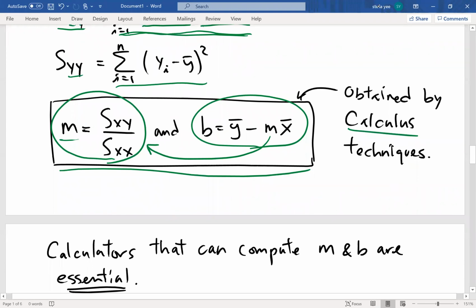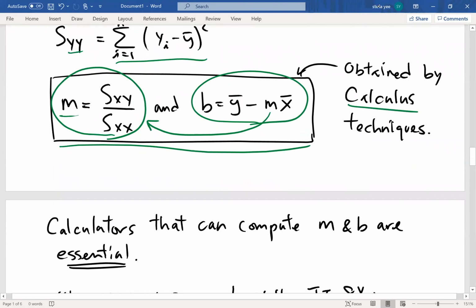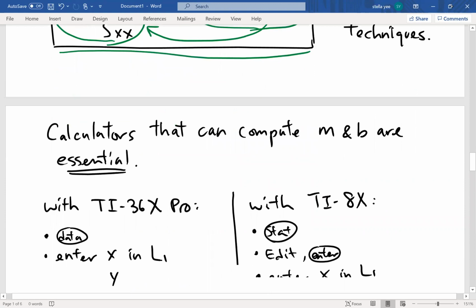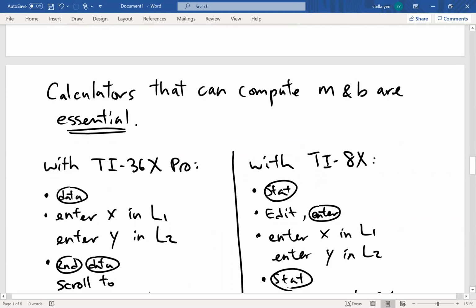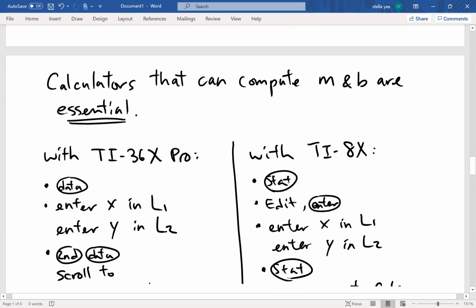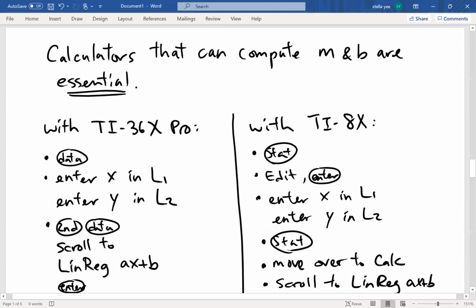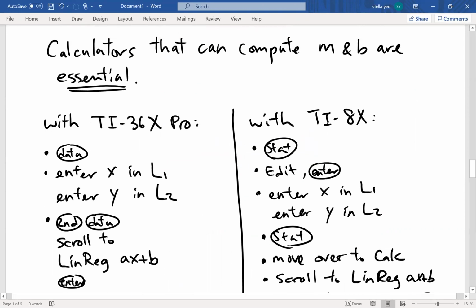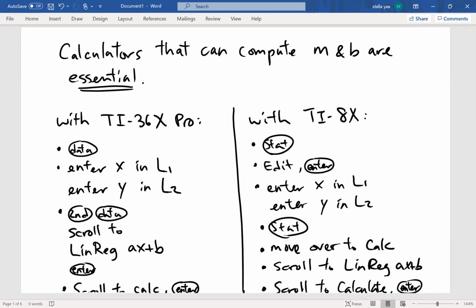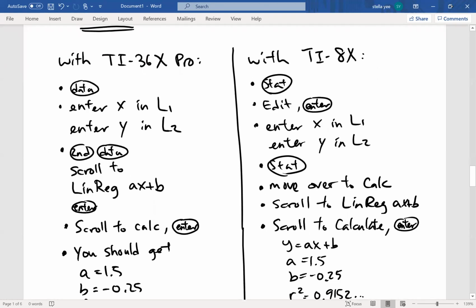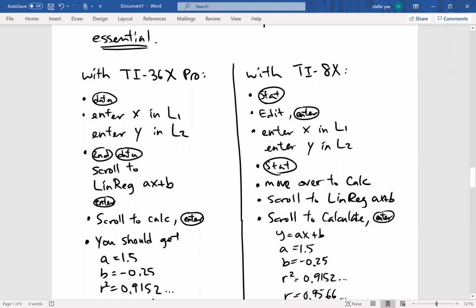This is a beast to compute by hand, so the expectation is that you have a calculator to do this for you. I've written out the instructions for the TI-36X Pro, which is the recommended calculator for this class, and for the TI-8X, so maybe 83, 84, 85, these types of graphing calculators. Let's see if I can fit the whole instruction.